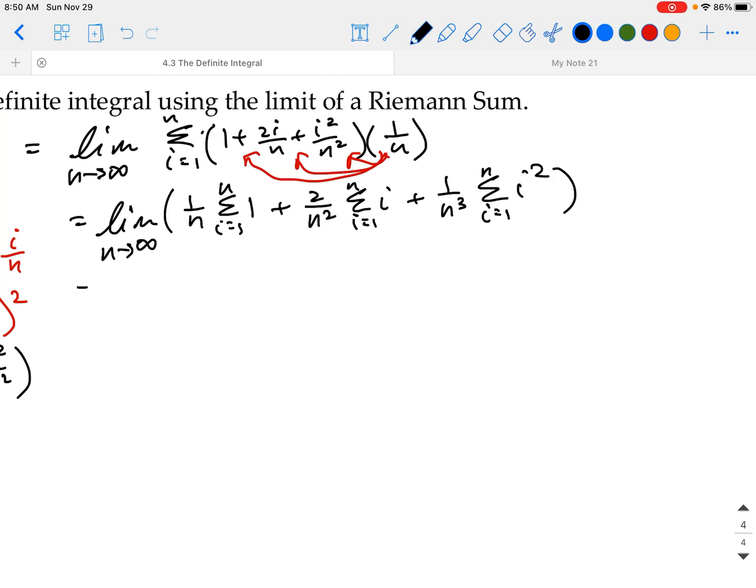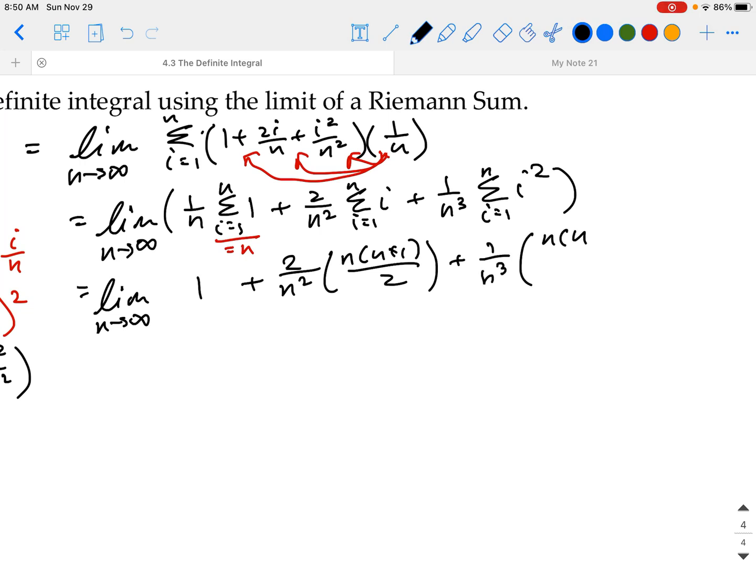And now we can just evaluate. So let's see what we get here. Let's make a quick note: the sum of 1 is equal to n, so those will just cancel and become 1. So we'll get the limit as n goes to infinity of 1 plus 2 over n squared times n plus 1 over 2, plus 1 over n cubed times n plus 1 times 2n plus 1 over 6. Again, just using those series formulas, put that all in parentheses.